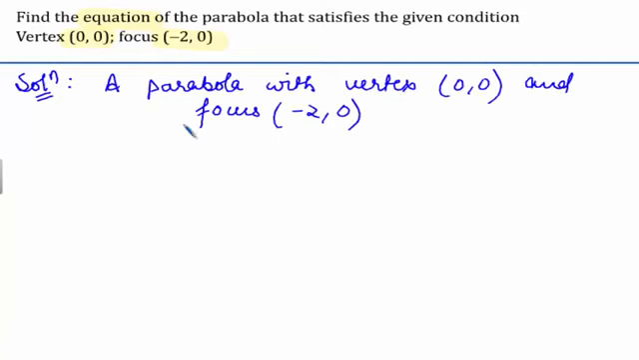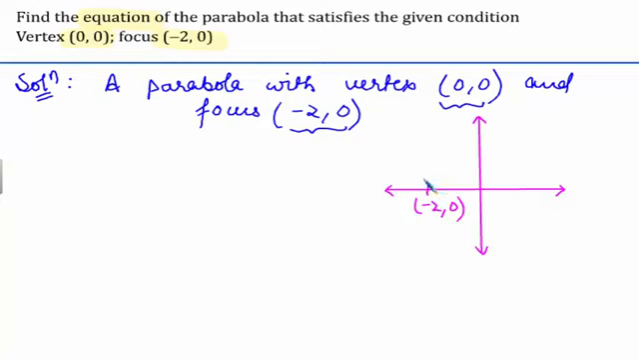Let's begin with the solution. Here we are given a parabola with vertex at the point (0, 0) and focus at coordinates (-2, 0). Now let us see where the focus (-2, 0) lies on the Cartesian plane. On the x-axis, towards the negative side, lies the point (-2, 0). Therefore, the parabola will open towards the left and the axis of symmetry will be along the x-axis.